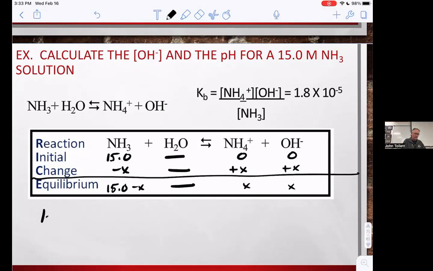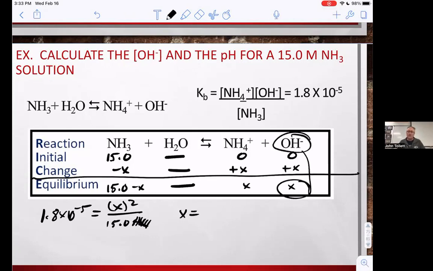So what I've got here is 1.8 times 10 to the minus 5 is going to equal X times X, which I'm going to go ahead and write X squared because both those are X, divided by 15.0 minus X. And I'm going to treat the X in the bottom as negligible. Cross multiply my 15 and I could solve for what my X is. My X is my hydroxide ion concentration. So that would be the first answer to this question.